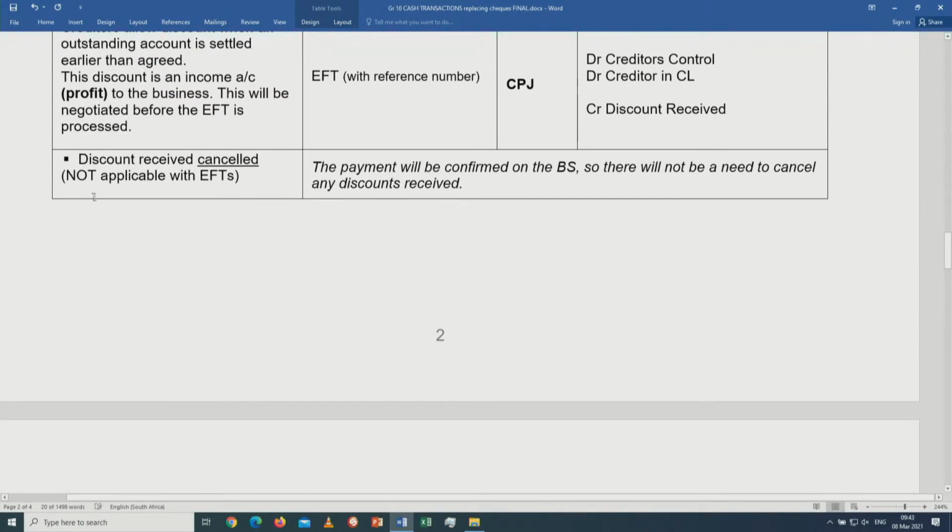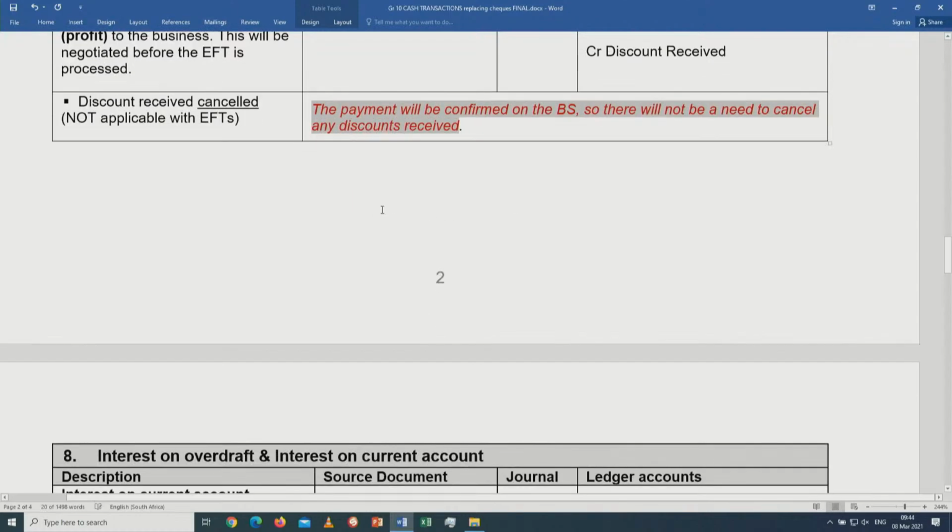Discount received cancelled is not applicable with EFTs. The payment will be confirmed. This is very important. The payment will be confirmed on the bank statement so that there will not be a need to cancel any discount received.